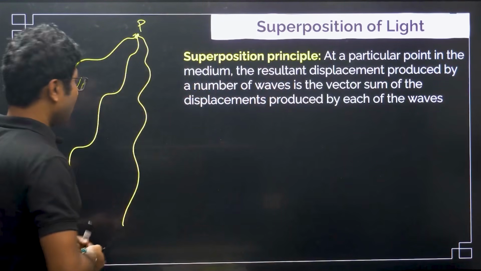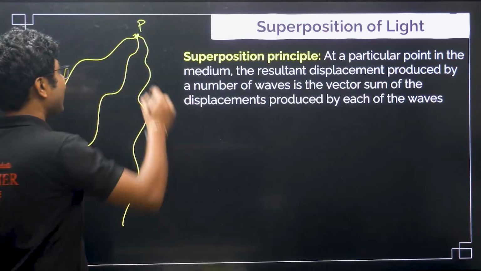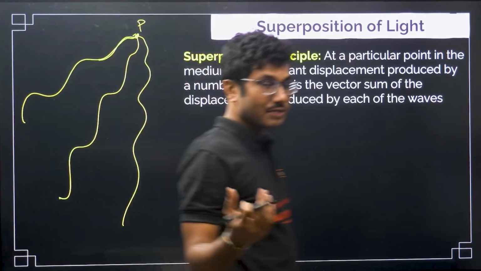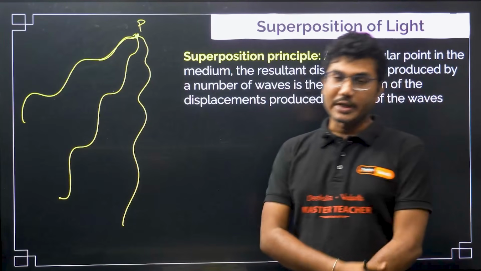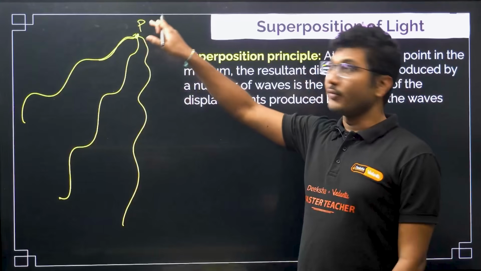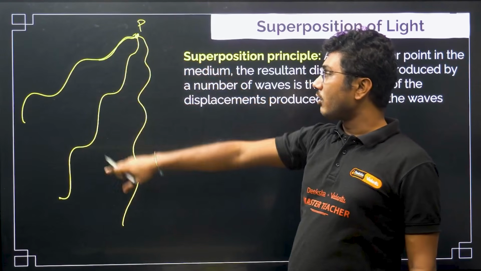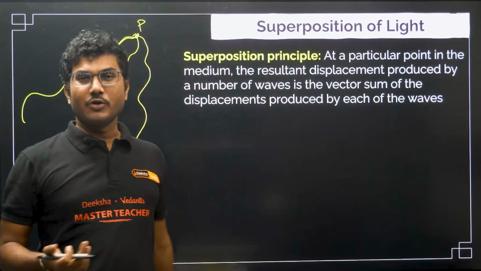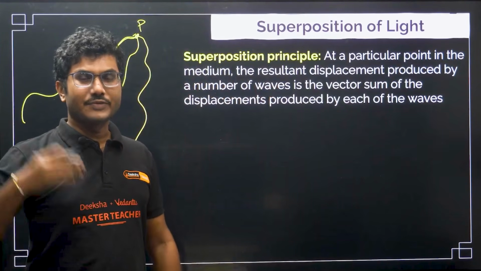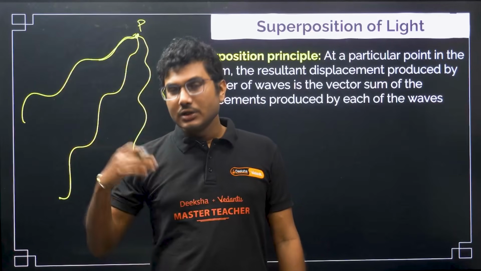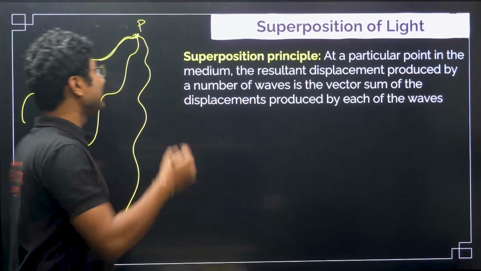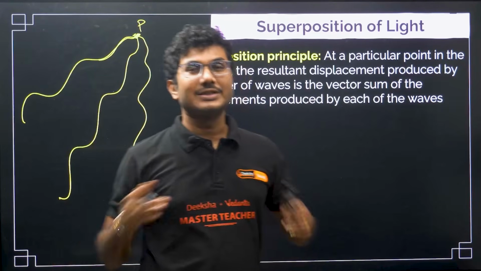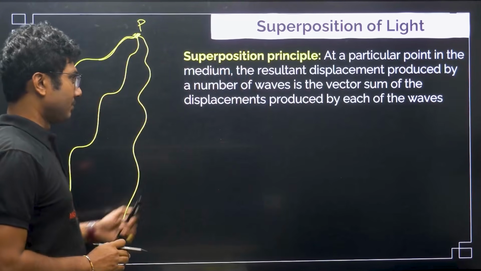The basic theory is, displacement is a vector quantity. It can be determined at a particular point, at a particular time from the wave equation. So if you find all the individual displacements and add them up vectorially, if someone is plus you add it as plus, if someone is minus you add it as minus. If you add properly, whatever is the resultant value will be the resultant displacement at this point. This is the simple superposition principle.